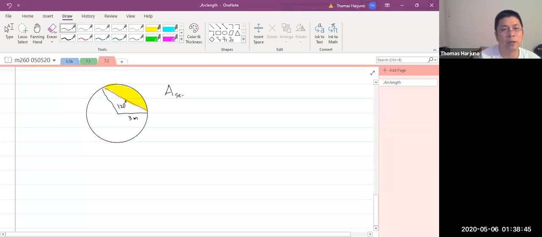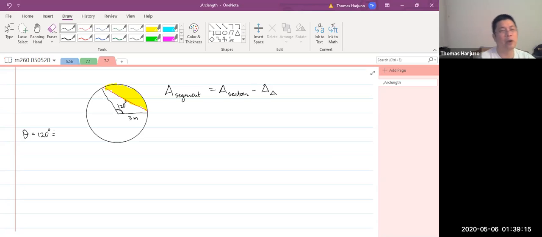The area of that segment will be the sector area minus the area of the triangle. But don't forget, we never deal with degrees directly, especially in those formulas. So I need to change first. 120 degrees is what radian? 60 degrees is pi over 3. This is twice of that. So this is 2 pi over 3.